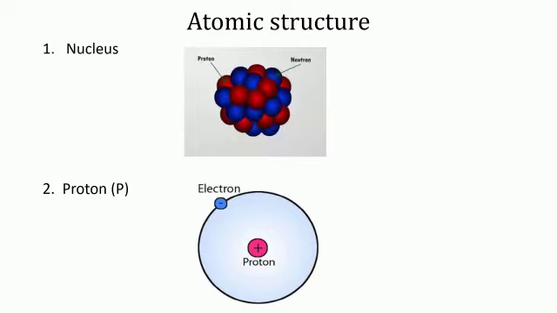Atomic structure. Atomic structure refers to the structure of an atom. An atom is formed from the nucleus and the extranuclear part. This contains three types of subatomic particles.